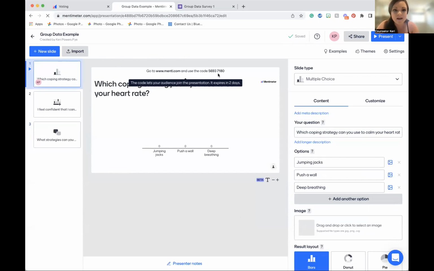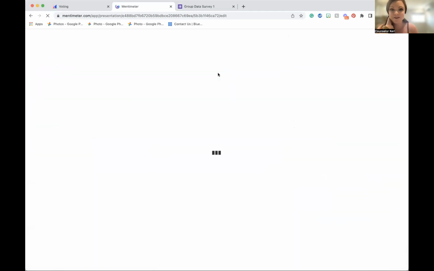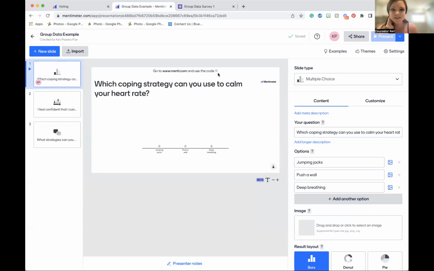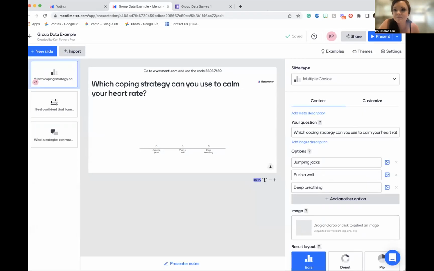Let's see, I'm just going to refresh real quick because I don't know if that code is still active. So go ahead and go to the website and I will get the code for us. I think I made this a while ago. Okay, here we go. So here's our code, 56937180. And I will put this in our chat box too.